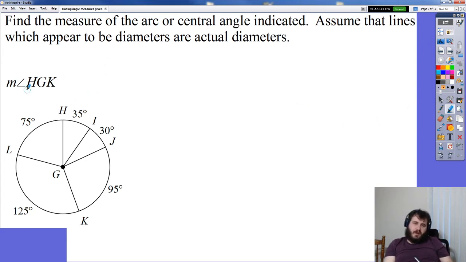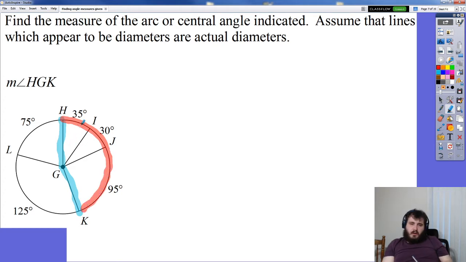We're trying to find the measure of angle HGK. So let's identify that angle. HGK. Well, I've got to figure out the arc that corresponds to that, right? Well, let's label that arc going from H to K, this minor arc, right? Well, isn't it just all the way from here to here?